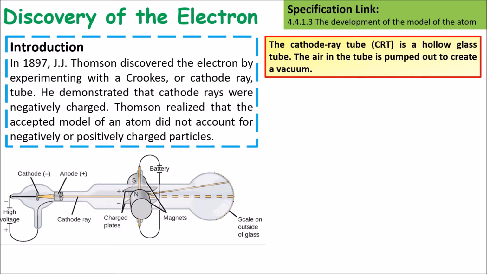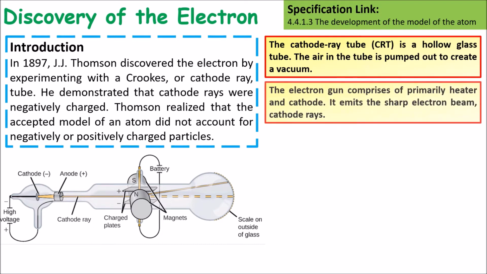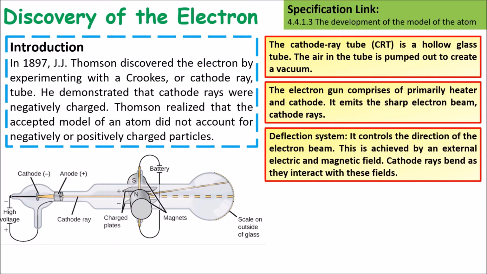So in a cathode ray tube, there is a hollow glass tube. The air in the tube is pumped out to create a vacuum. The electron gun comprises a primary heater and a cathode. It emits a sharp beam of electrons or cathode rays.